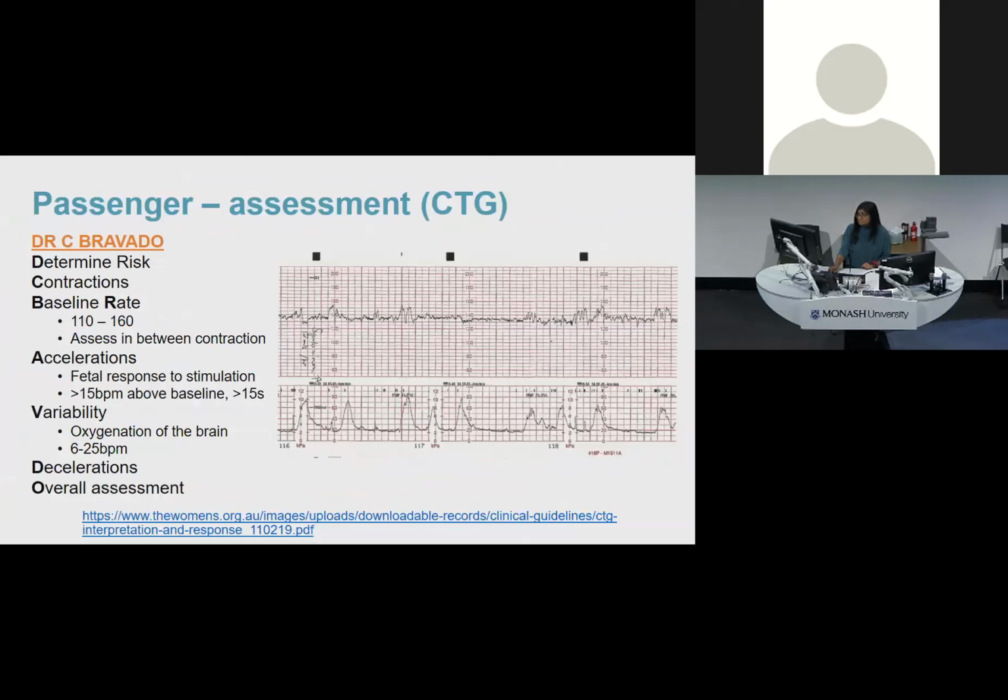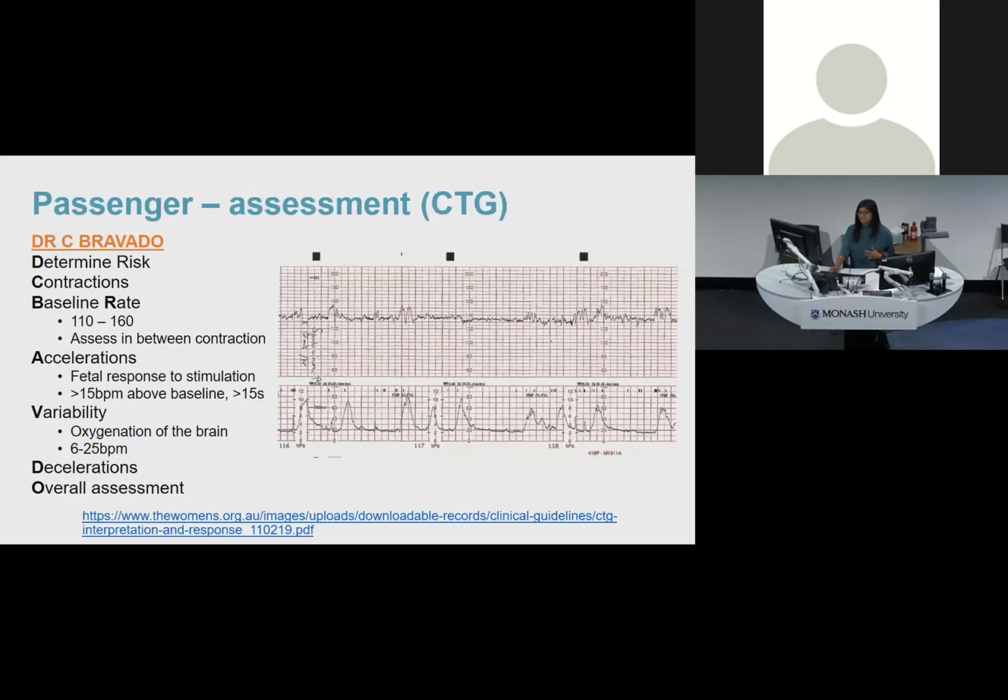In terms of the passenger, to assess it, you can either do fetal heart rate auscultation, which you do in women who don't have any complications, or you do continuous CTG, which is cardiotocography, in women who have risk factors that have either been identified in pregnancy, at the start of labour, or during labour. It's very reasonable for you guys to get a CTG that you might need to interpret in an OSCE. So the acronym to use is Dr.